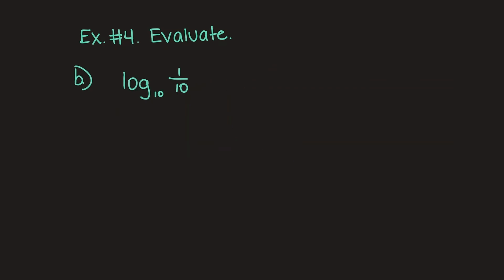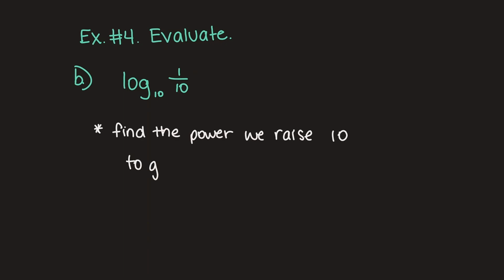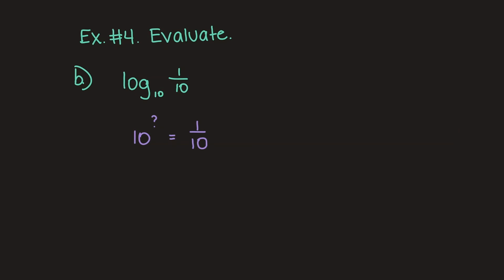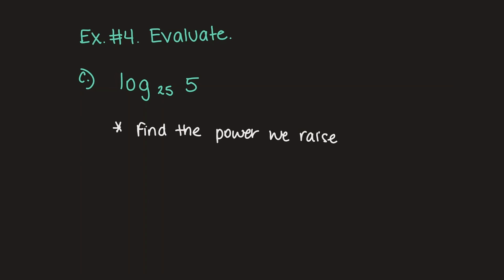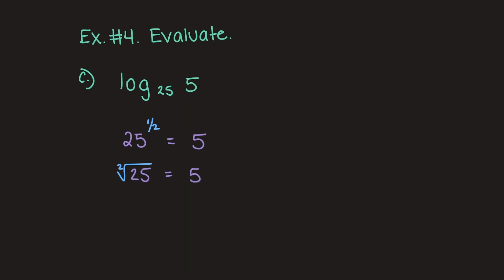To evaluate log base 10 of 1 over 10, we need to find the power that we raised 10 by to get 1 over 10. That value will be negative 1, so the log evaluates to negative 1 since 10 raised to the negative 1 power is equal to 1 over 10. To evaluate log base 25 of 5, we need to find the power that we raised 25 by to get 5. That value will be 1 over 2, since this is the same as taking the square root of 25 in exponential form. Therefore, the log evaluates to 1 over 2.